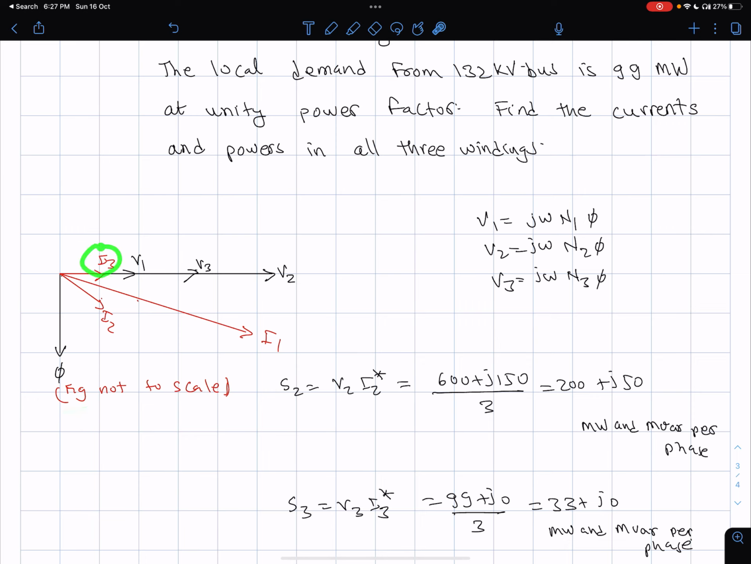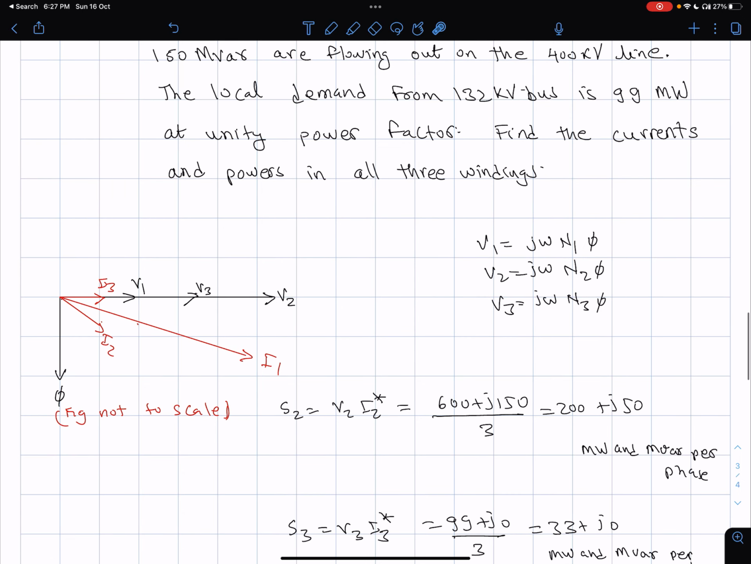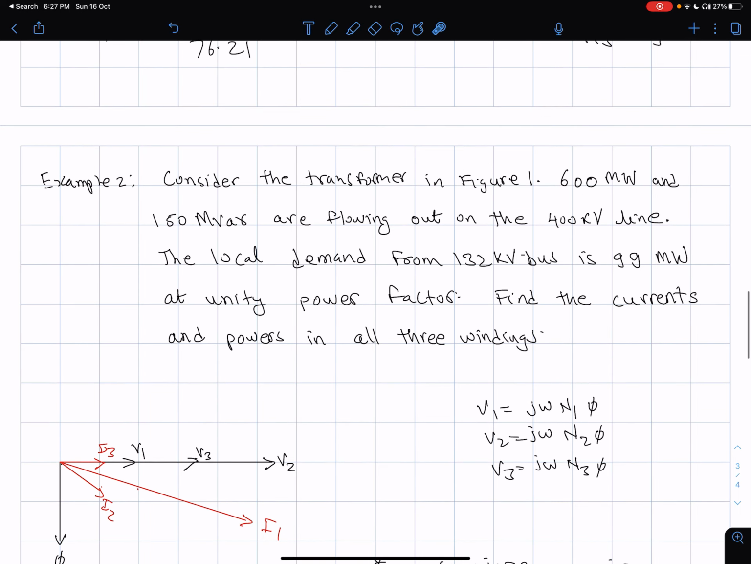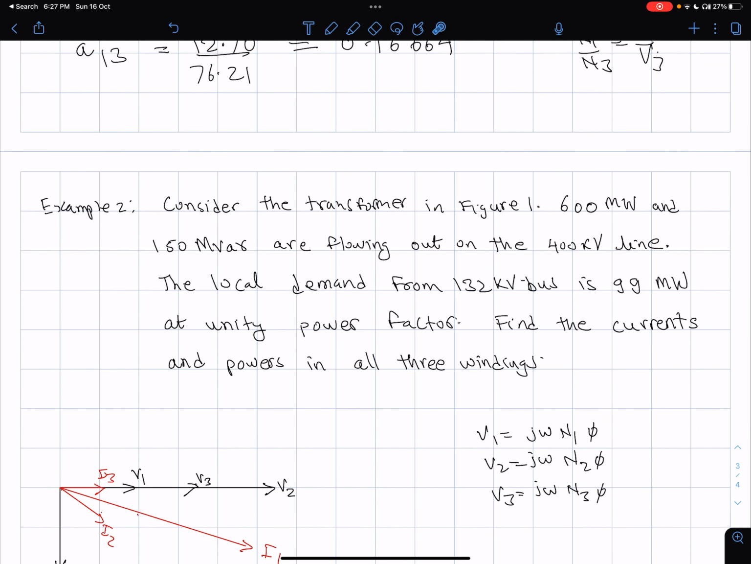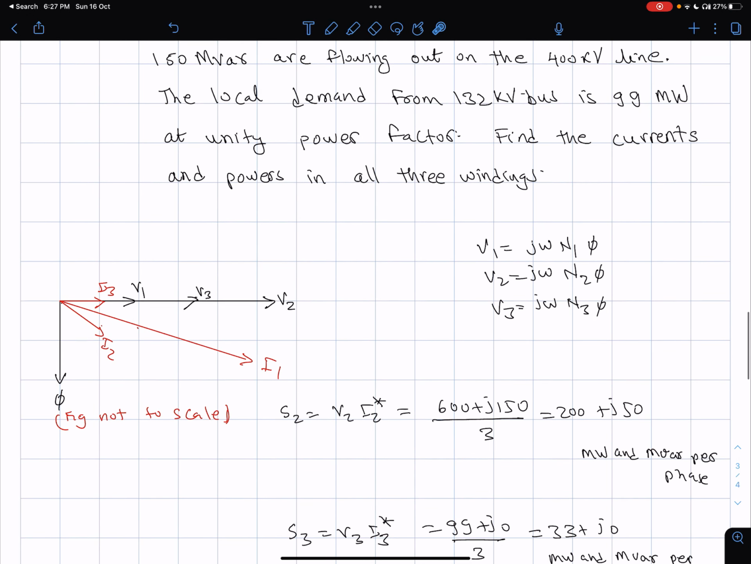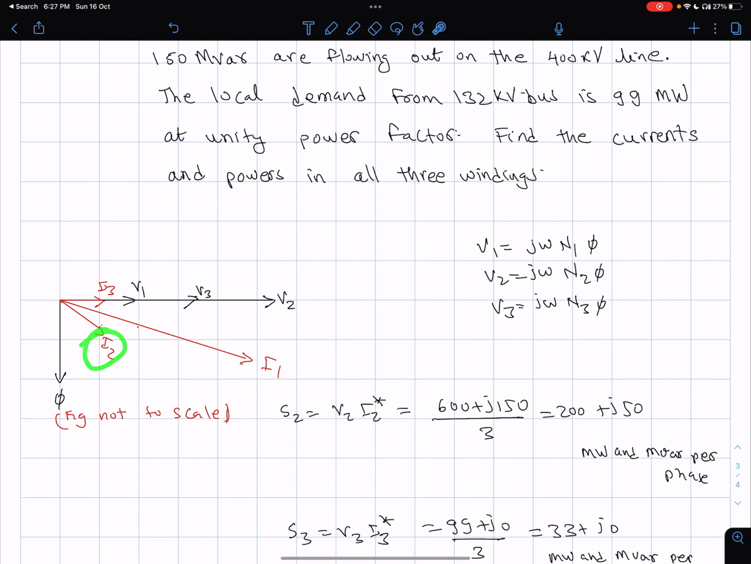And now, just as I explained to you, the power factor will be unity here at the I3, so I3 will be in phase with V3. For V2, the load is 600 megawatts and 150 MVAR flowing out. So that means this is a lagging load, and because it's a lagging load, the I2 current is going to lag the V2 phasor.